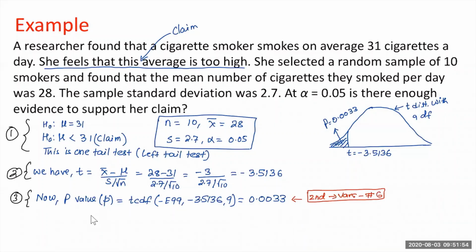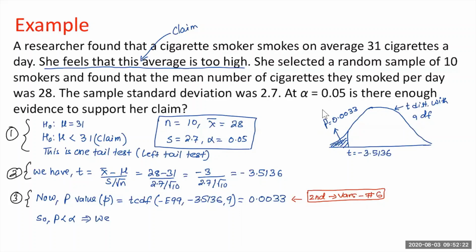Okay, once we have the p-value, the next step is to compare the p-value with alpha. You can see our p-value is 0.0033 and the alpha is 0.05. So you can see that the p-value is less than alpha. So let's write that down. The p-value is less than alpha. When p is less than alpha, always remember, we reject the null hypothesis.